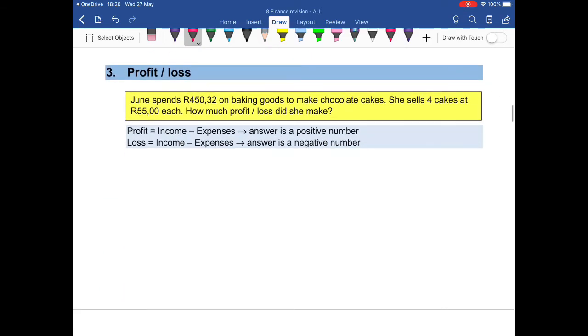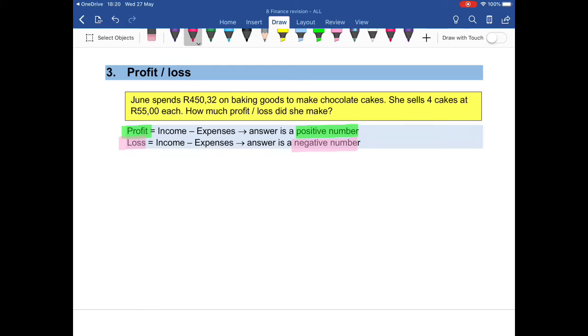Let's look at profit and or loss. So profit is when your answer is a positive number, and a loss is when it is a negative number. And all you have to remember here is income minus expenses, or what you make, take away what you spent.